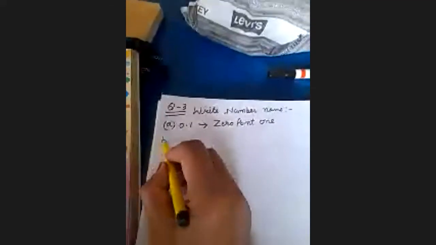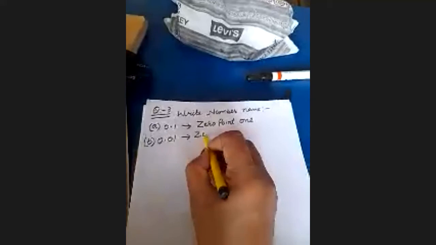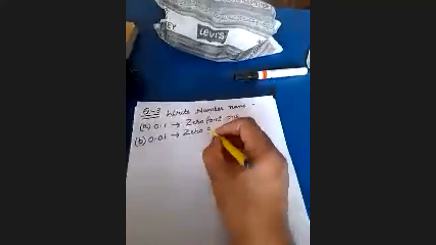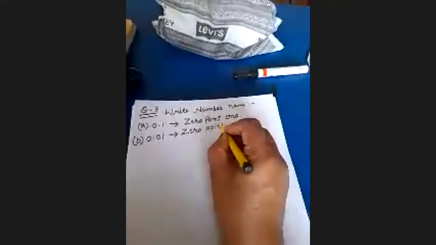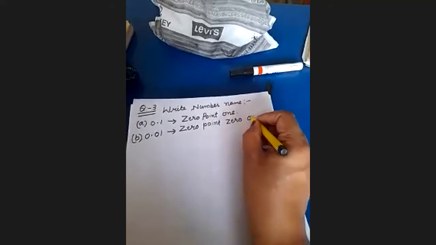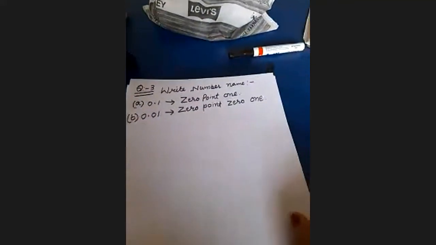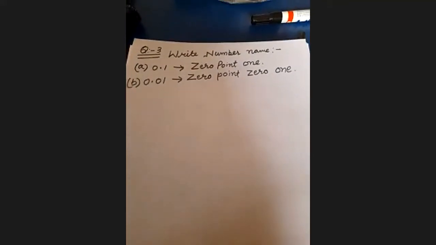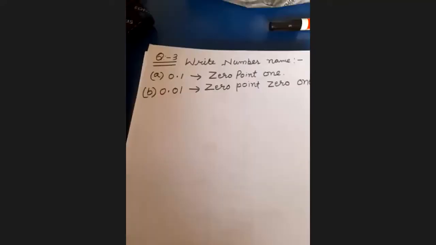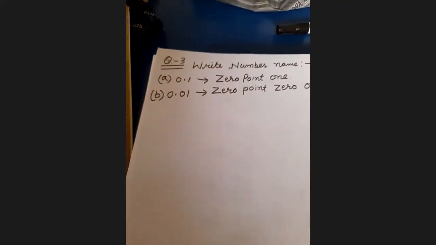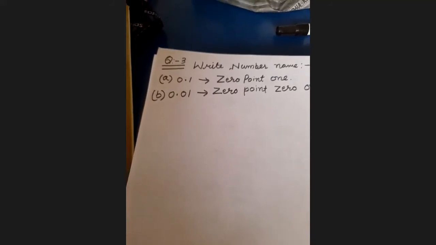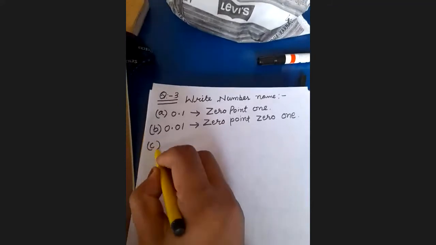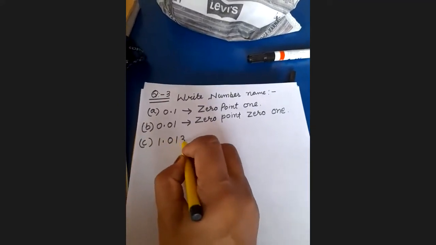Next is part B, 0.01. Next is part C, 1.013.